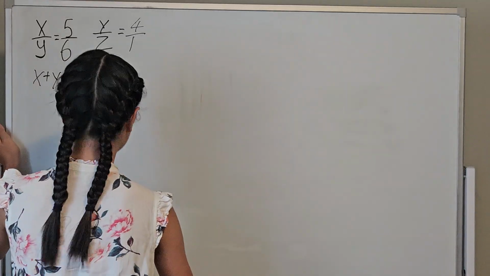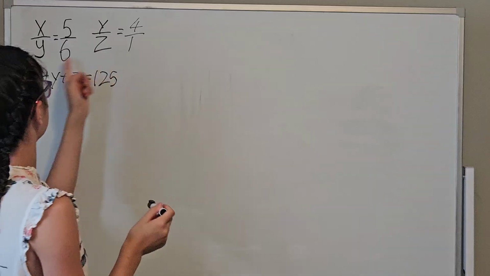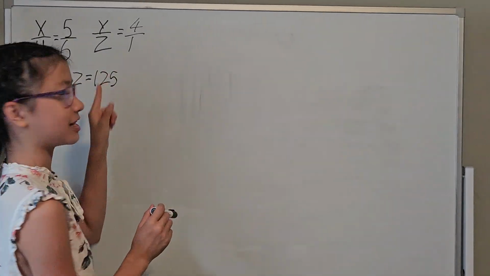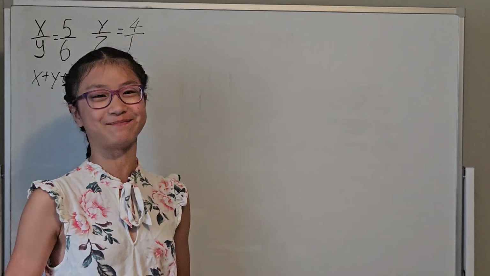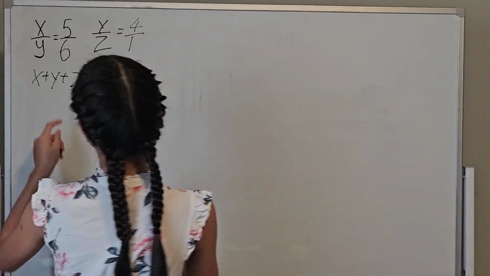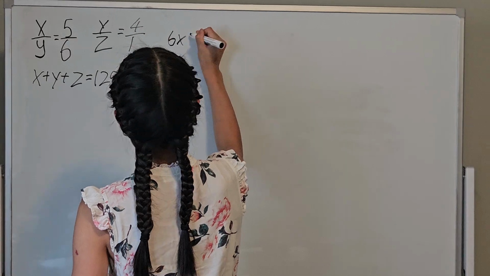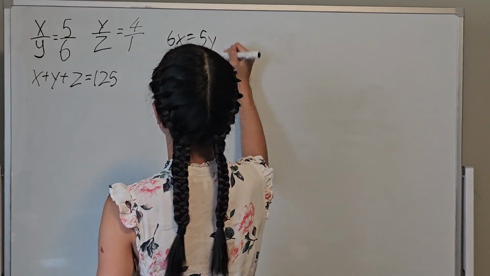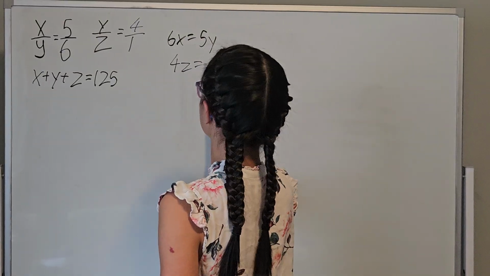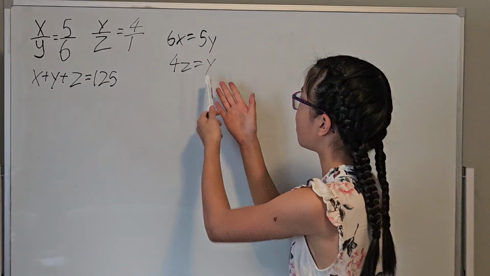Okay. So for that method, we see that these equal all of these, but we all know that we don't like fractions, which means we need to turn it into a whole number. In order to do that, we can do something called cross multiplying, which means 6x equals 5y. And we have to do the same to the other one, which means 4z equals y. So if we have this, we know that y equals 4z.